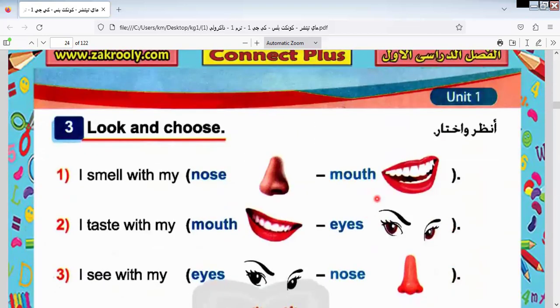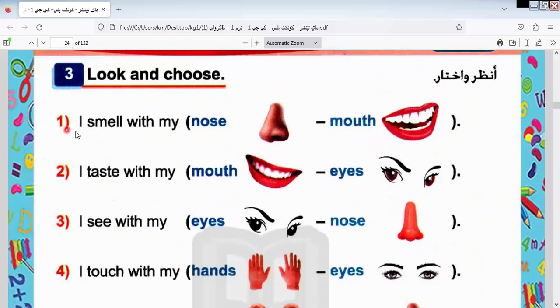Let's continue the exercises related to this part.